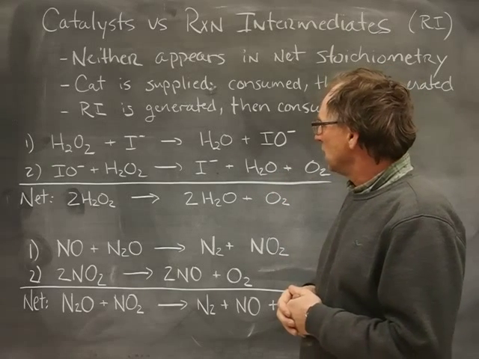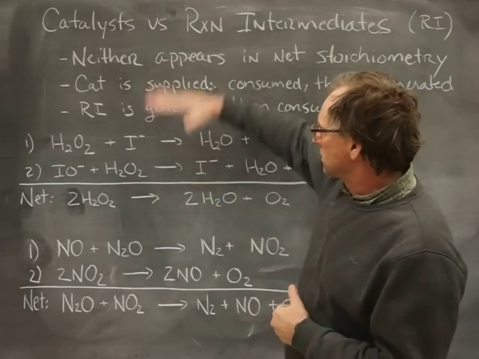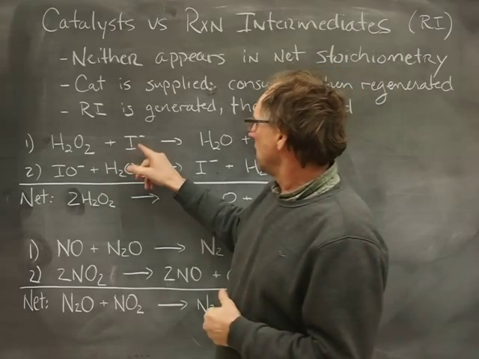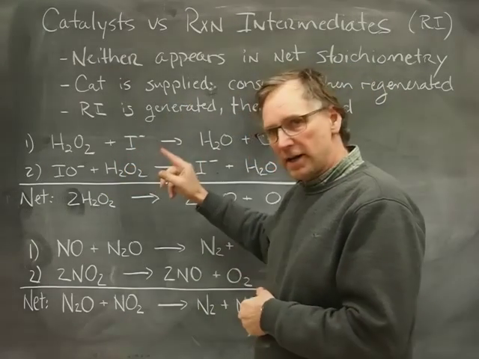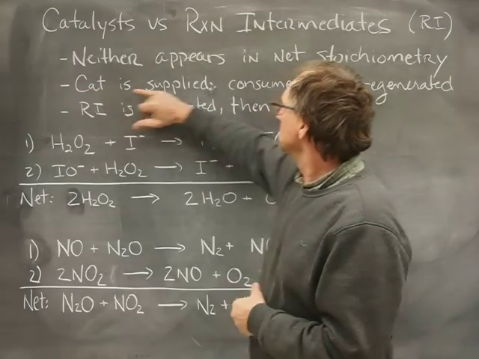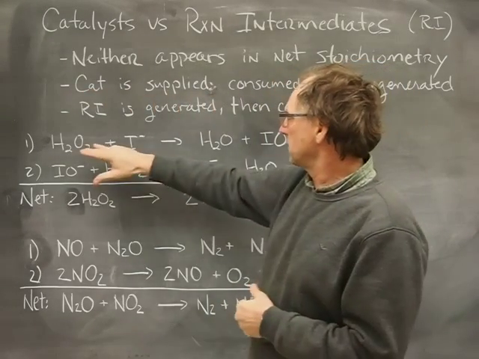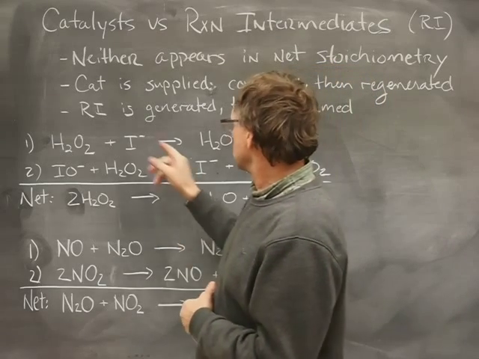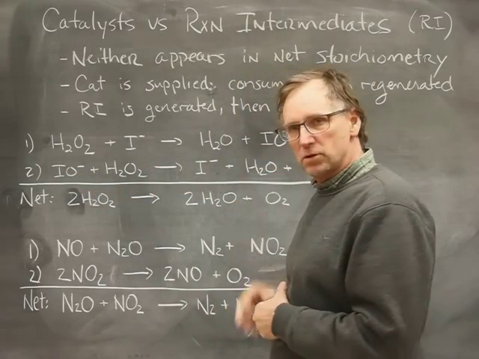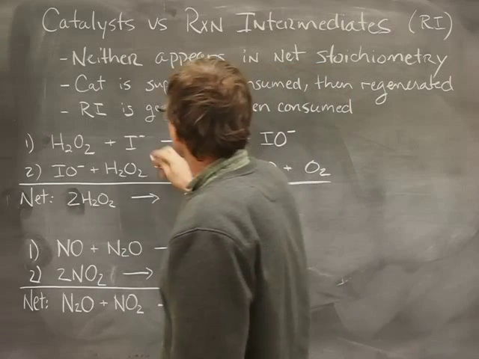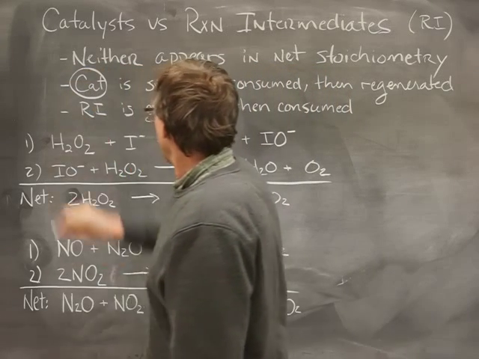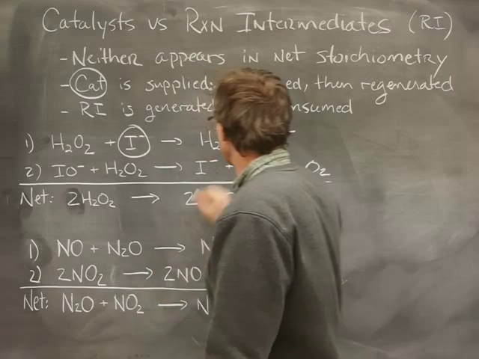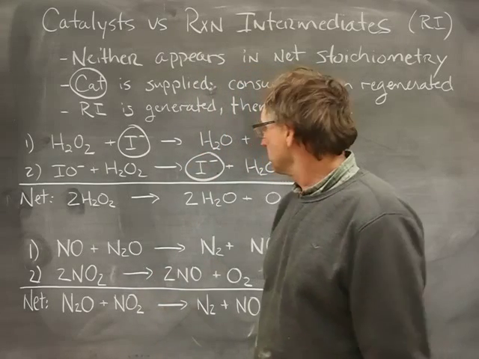H2O, water, and an oxygen. So if you think about our definitions there, you can see that I minus is supplied at the beginning of this reaction, so it's a catalyst. It's consumed in that first step, okay? And then it really is regenerated, because look here, it was reproduced right there. So if I just put a circle around the catalyst, I minus is clearly a catalyst.